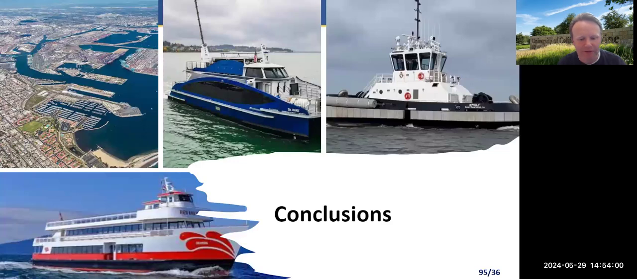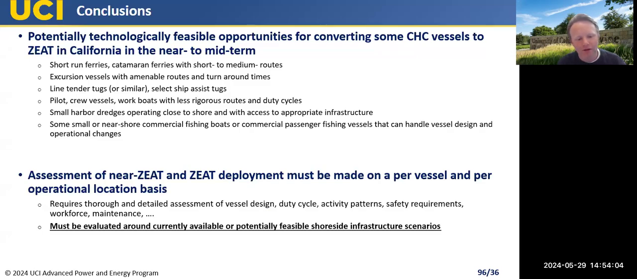Okay, so quickly wrapping this up. Next slide. So from our review, there are technologically feasible opportunities for converting some commercial harbor craft in California to ZEAT in the near to midterm. I've mentioned a few of these. Again, these are just general points, but the point I really want to emphasize is that assessment of these feasibility and deployment has to be made on a per vessel and per operational locational basis, right?